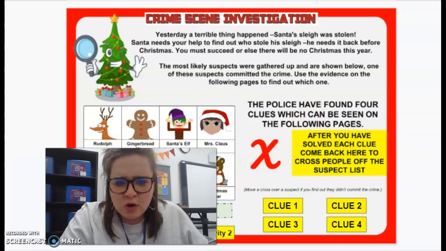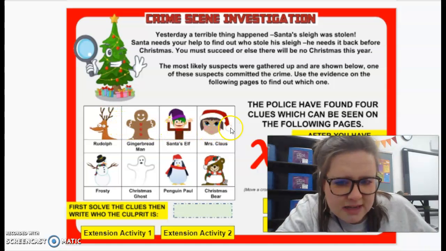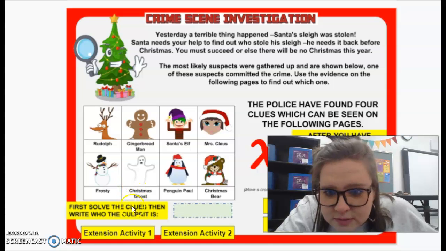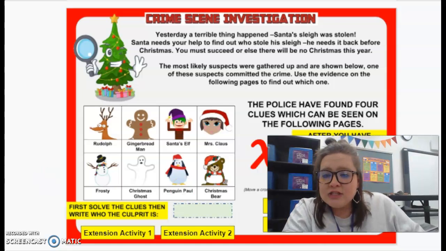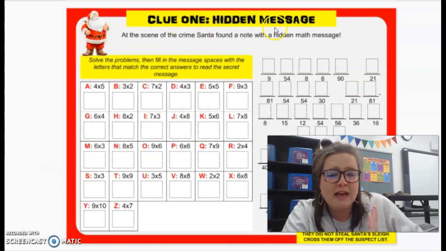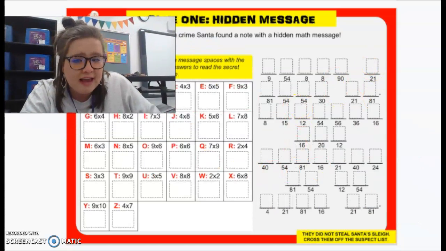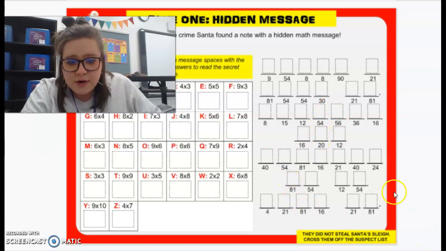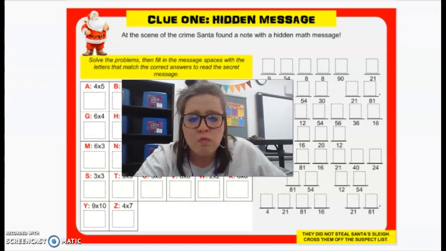Okay? So here are your suspects. Rudolph, Gingerbread Man, Santa's Elf, Mrs. Claus, Frosty, Christmas Ghost, Penguin Paul, or Christmas Bear. Okay? So, as you guys are solving, this is clue 1. It's a hidden message. So you're multiplying all of these, and then whatever you get here, letter A, whatever you get, you're going to go find the answer and type letter A. Okay? So wherever that answer is where you type the letter on this hidden message board.